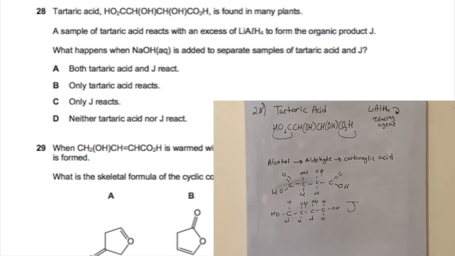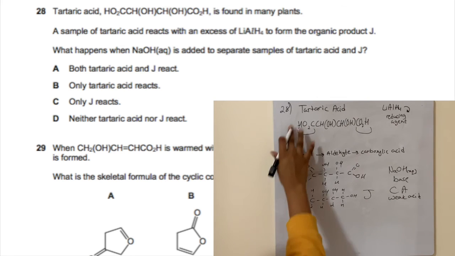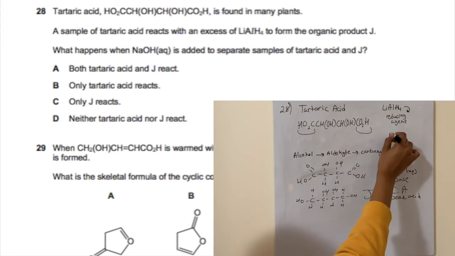Now when we're adding sodium hydroxide, sodium hydroxide is a base, right? Carboxylic acid is a weak acid, but it's still an acid. Carboxylic acid is a weak acid and sodium hydroxide is a base, and they can react, which is an acid-base reaction. However, here we only have alcohols. Compound J just has hydroxyl groups, so OH. And you can't have a base react with a base, so only tartaric acid would react, so B is your answer.